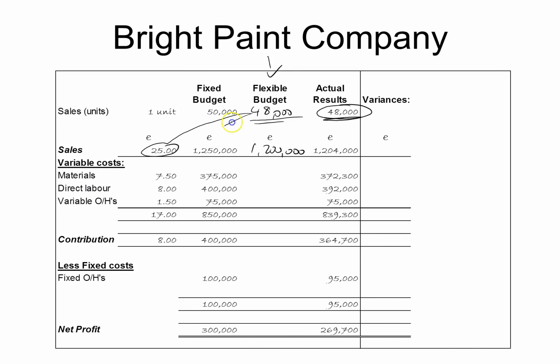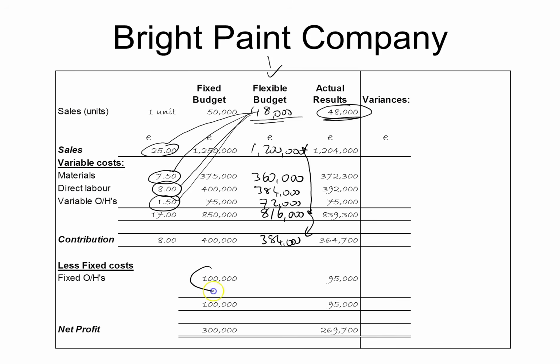I would have expected the material cost to be 48,000 units by 750 per unit. That's 360,000. And then likewise for the direct labour, 48,000 by 8, so I'd expect that to be 384,000. And 48,000 by 150 for the variable overheads, so I would have expected the variable overheads to be 72,000. Total variable costs I would expect to come to 816,000, which would have given me a contribution of sales revenue minus variable costs of 384,000.